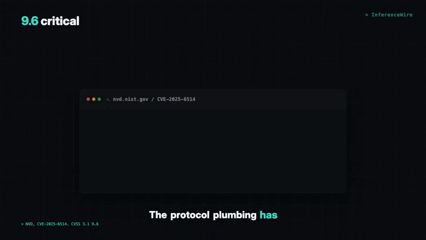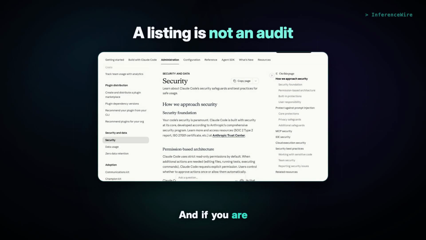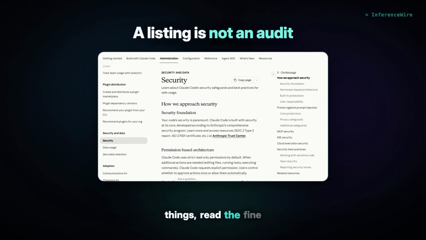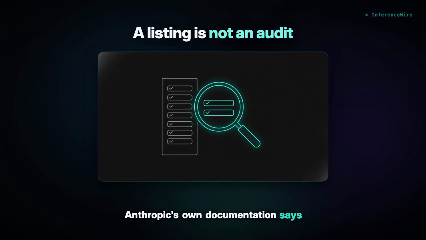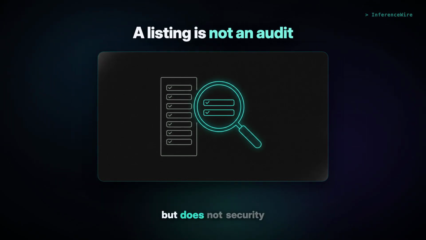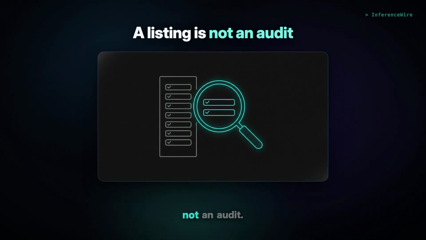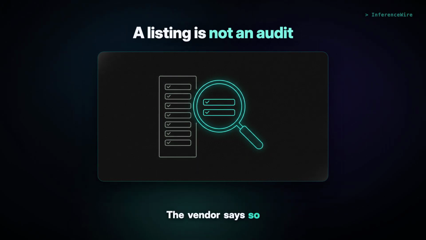The protocol plumbing has been hit too. One critical flaw in MCP tooling, rated 9.6, triggers on exactly what we have been describing. And if you are assuming someone vets these things, read the fine print. Anthropic's own documentation says it reviews connectors against listing criteria before adding them to its directory, but does not security audit or manage any MCP server. A directory listing is not an audit. The vendor says so in writing.